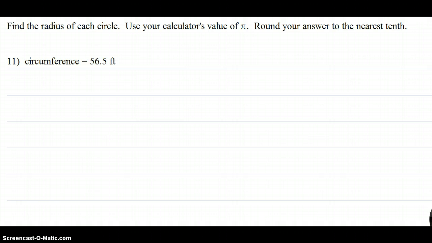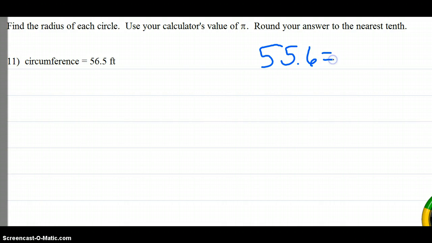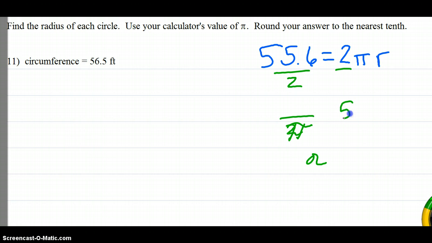If the circumference is given, then we will set up our formula with the circumference given, and we want to find r. Then just be careful when you divide on your calculator, you have to divide by 2 and then divide by pi. Or if you take your 55.6, you have to divide by parentheses 2 pi. So I wanted to make sure that you punch that out so you get the correct answer.